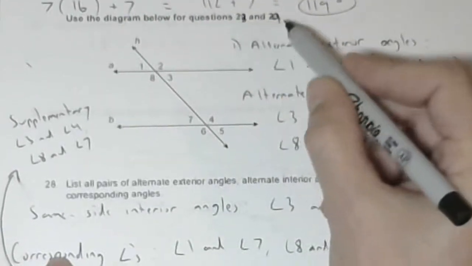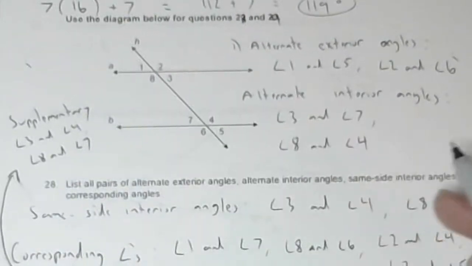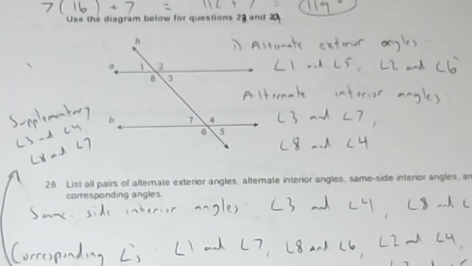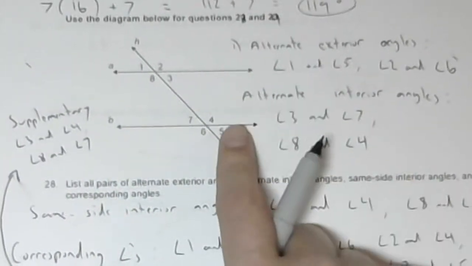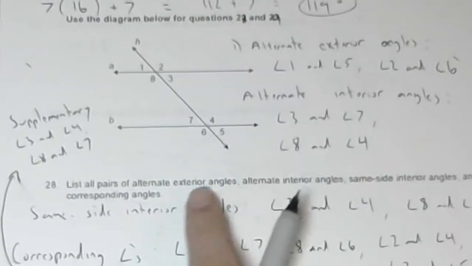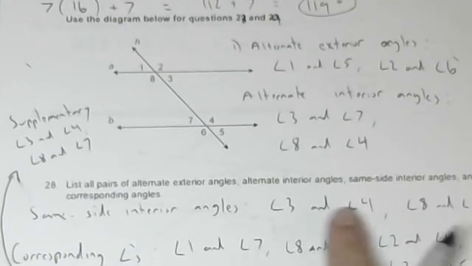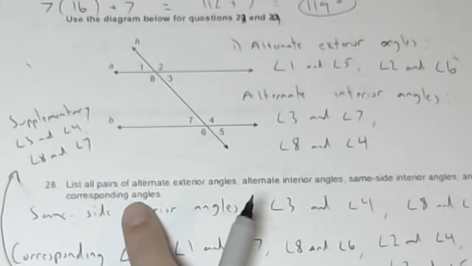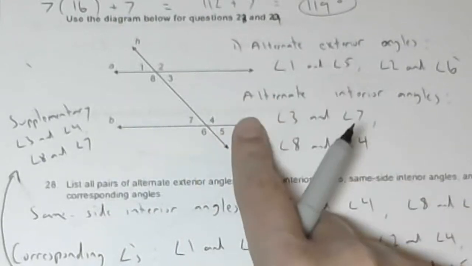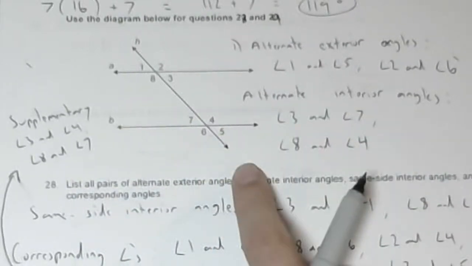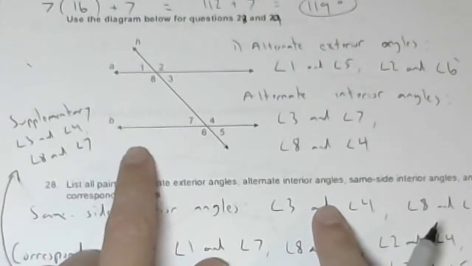Okay, the questions state other numbers, but it looks like for 28 and 29, we're going to use this diagram. All right. Now, these appear to be parallel. We can't assume they're parallel, but even if they're not, alternate exterior, alternate interior, same side interior, and corresponding angles are still in the same places. If these lines are parallel, then certain of those pairs will, in addition, be equal to each other.